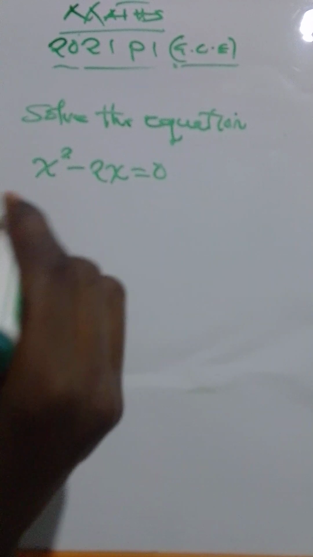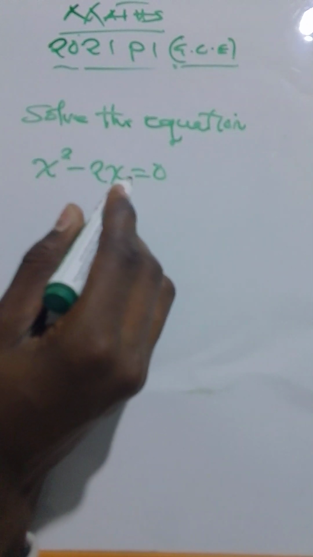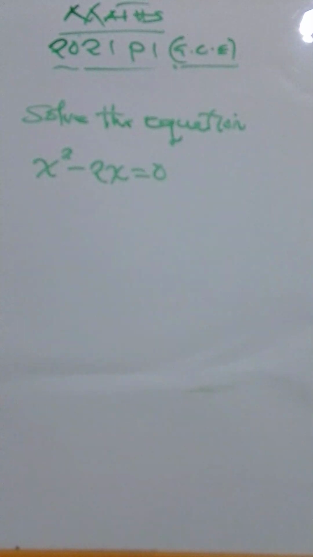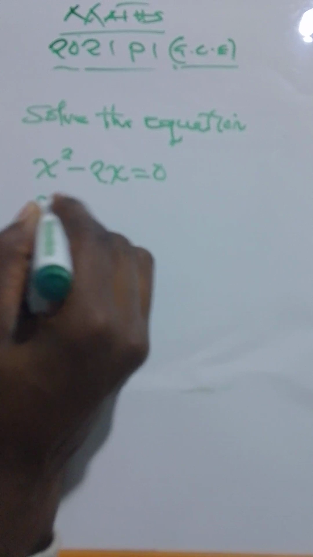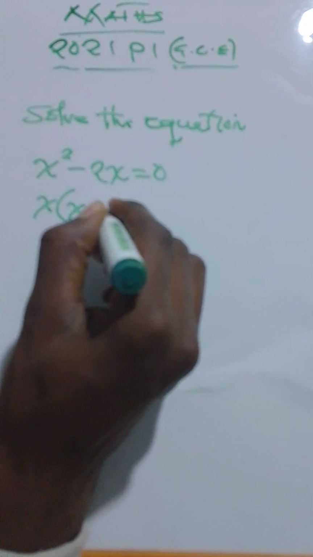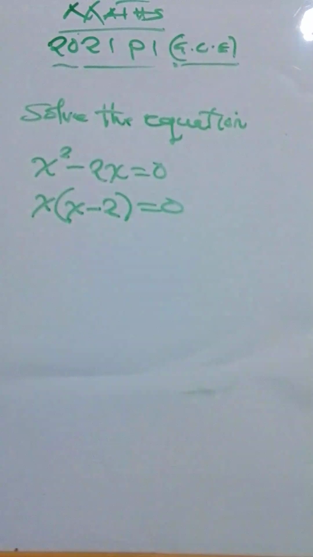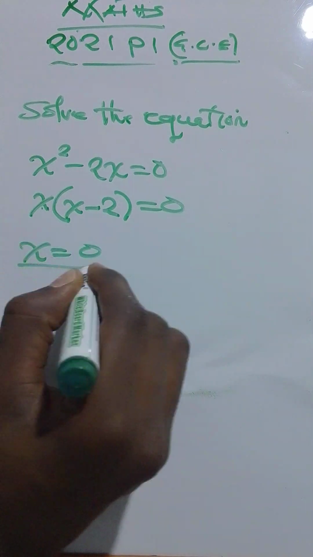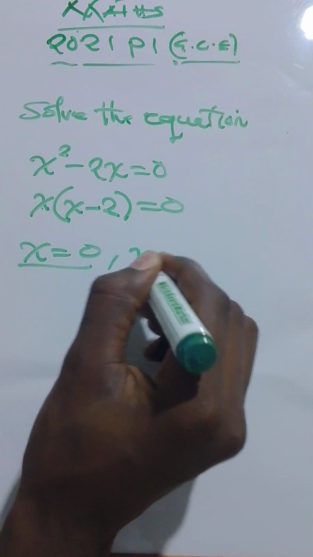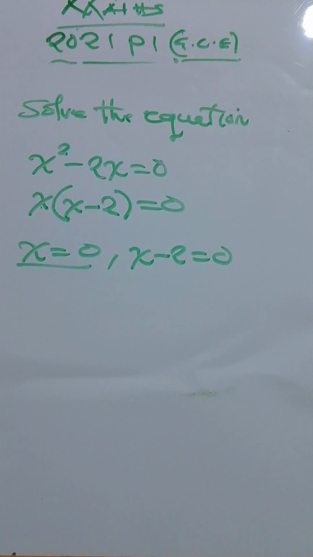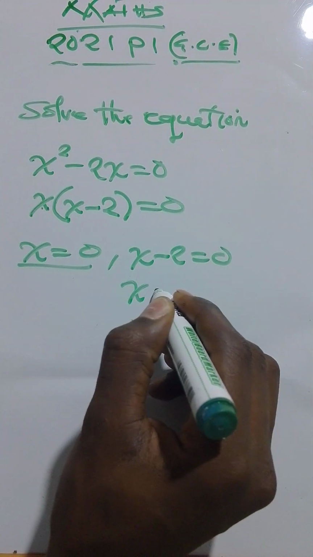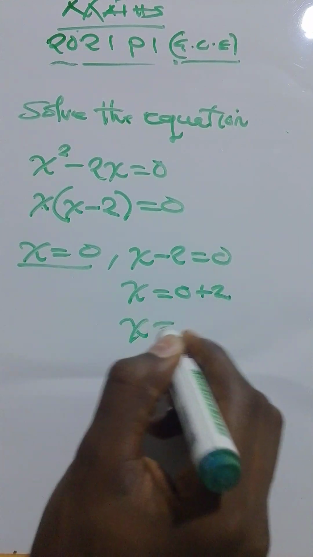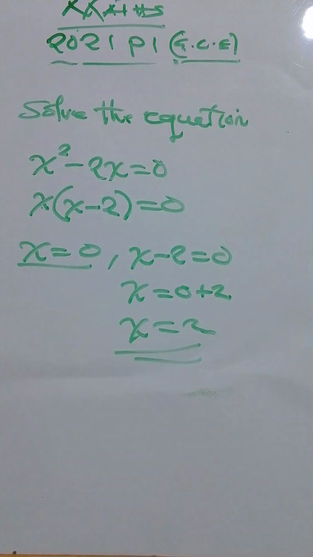Solve the equation. So x squared minus 2x is equivalent to 0. When this comes like this, we need first to factorize. We find the common factors which are found on both sides. So x, open bracket, we have x minus 2 is equal to 0. So this x is equivalent to 0. So x is equal to 0. Then the other part, x minus 2 is also equivalent to 0. Then from here, we'll say x is equal to 0 plus 2. So x is equal to 2. So that is how we solve it.